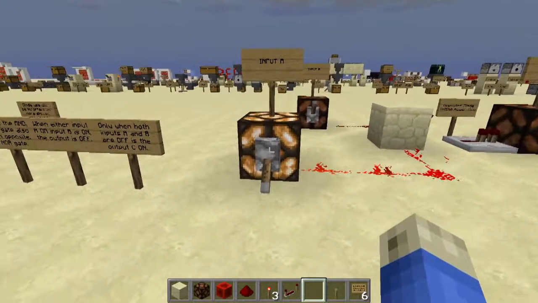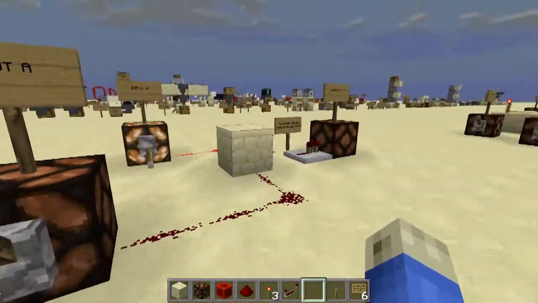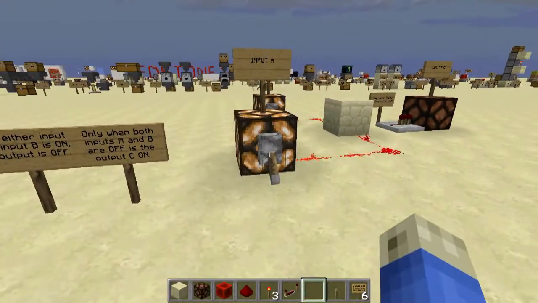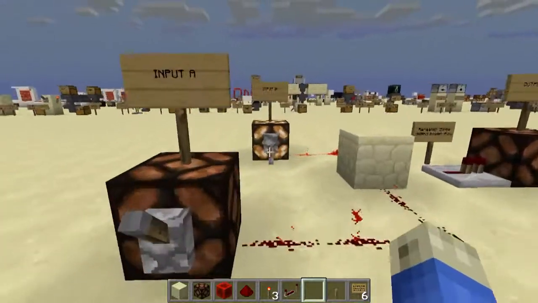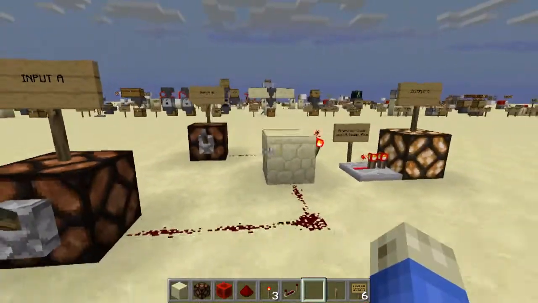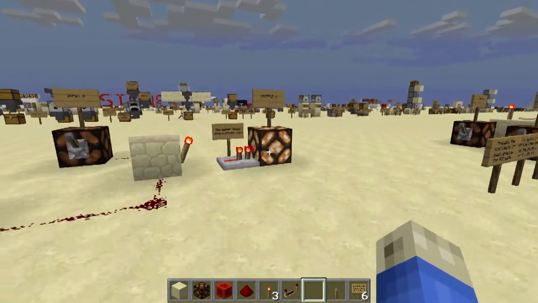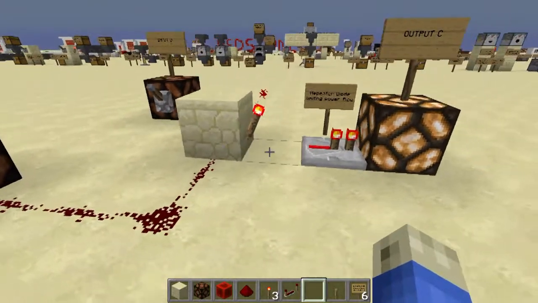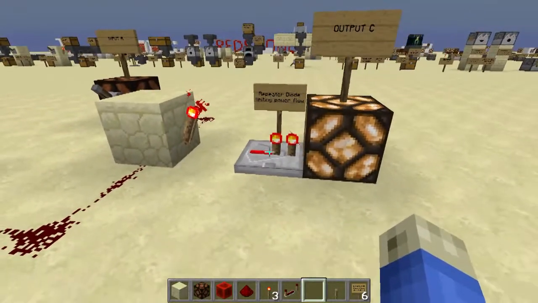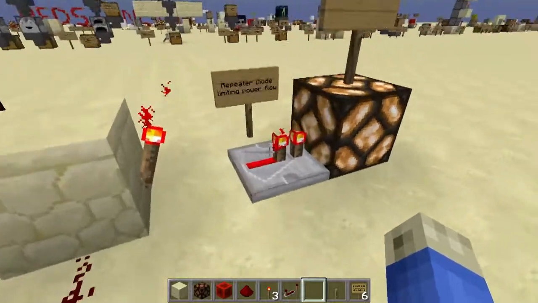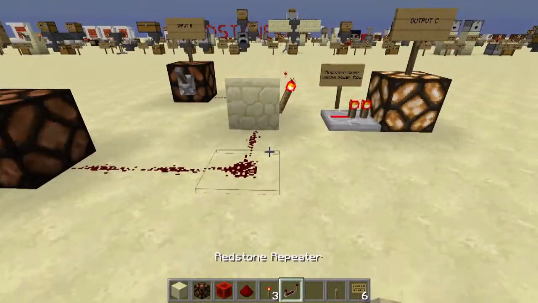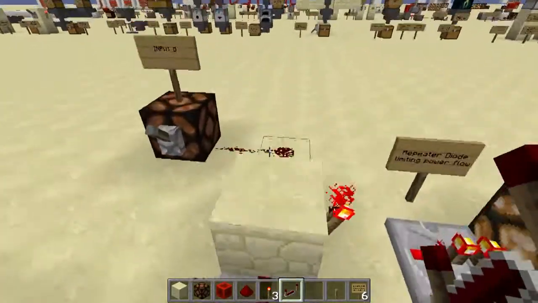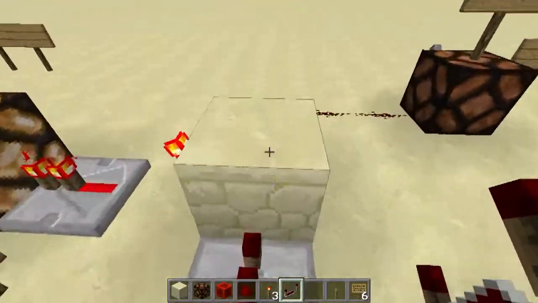There we go. Or if this one goes on, it also goes off. And if they're both on, it's still off. It doesn't matter. Either or. But when they're both off, it finally allows it to come on. Now likewise, we have an output diode here, a repeater limiting power flow, but just like before, it is actually safer to isolate both inputs like so.